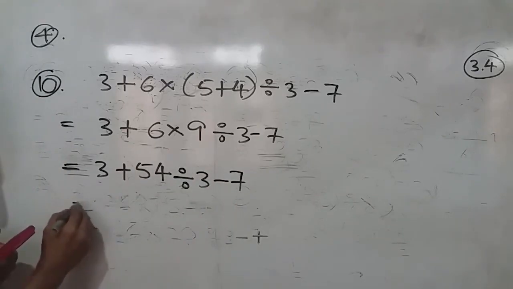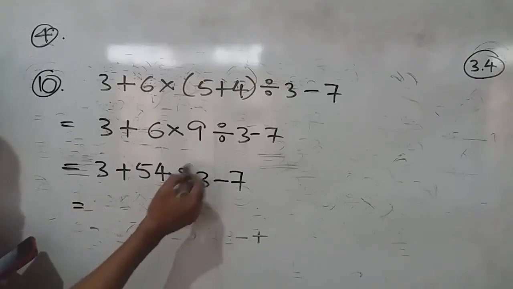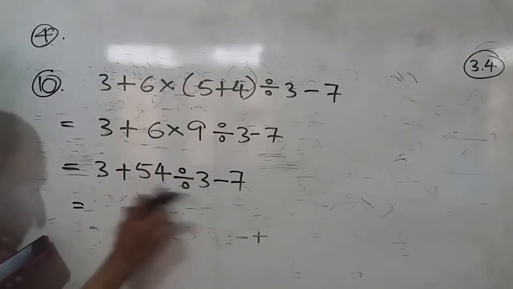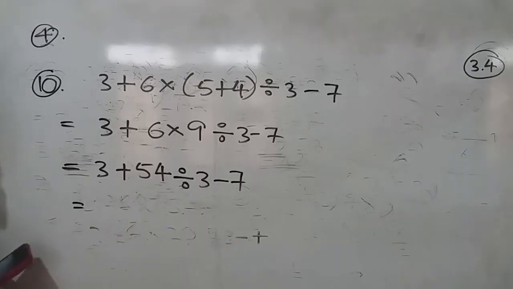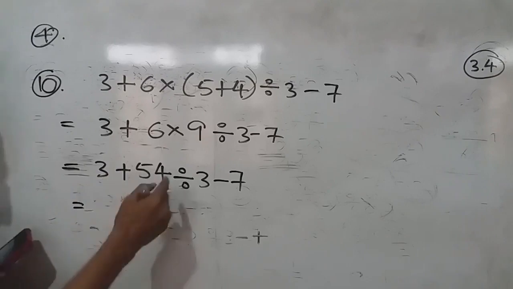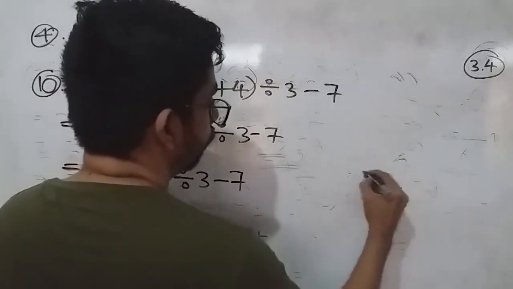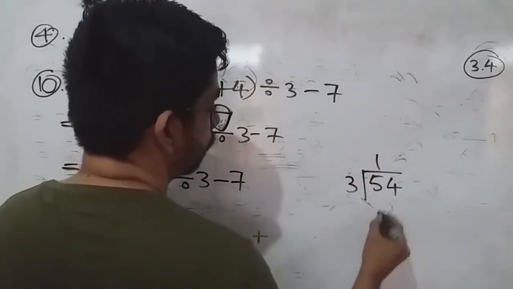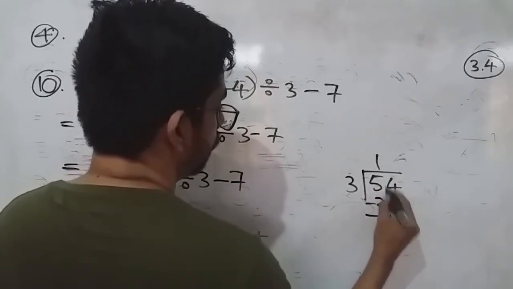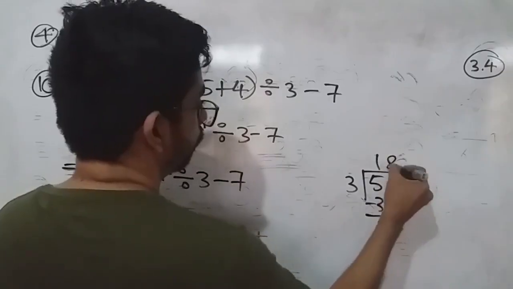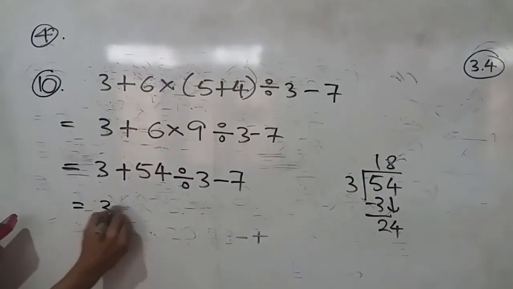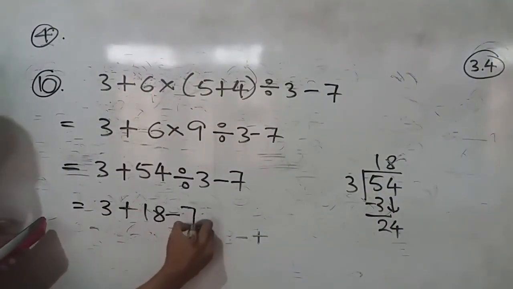54 divide that by 3. What is the answer? Why are we doing that? Before the addition and the subtraction, we have to do the division, right? 54 divided by 3. What is the answer? 3 times 1, right? 3 times 1 is what? 3. So there's a 2 as a remainder. Get the 4, 18, right? So 3 plus 18 minus 7.